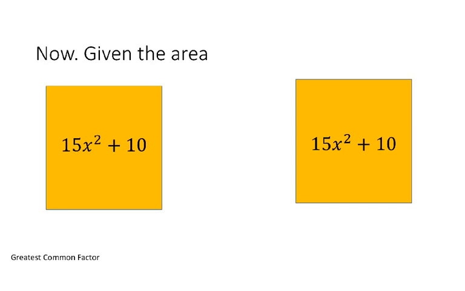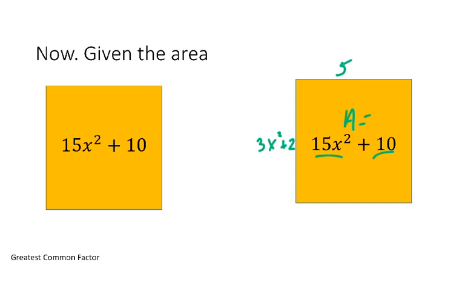Now, this one gets a little bit more challenging. 15x squared plus 10. So you notice within our area, there's two terms. So that means, again, whatever we multiply together has to get that, but we have to keep in mind those two terms. So if we found this, like maybe 5 is one side. If 5 is that side, then this side has to be 3x squared plus 2.